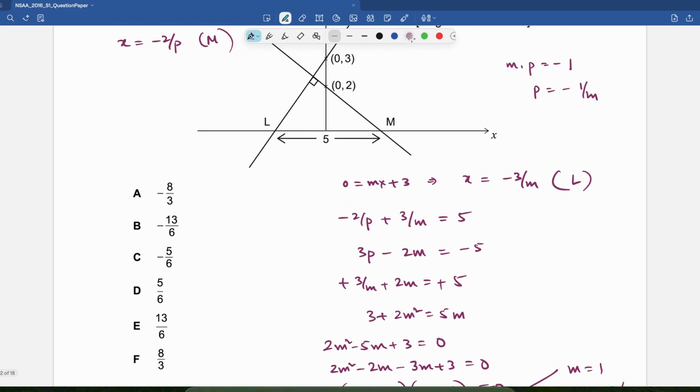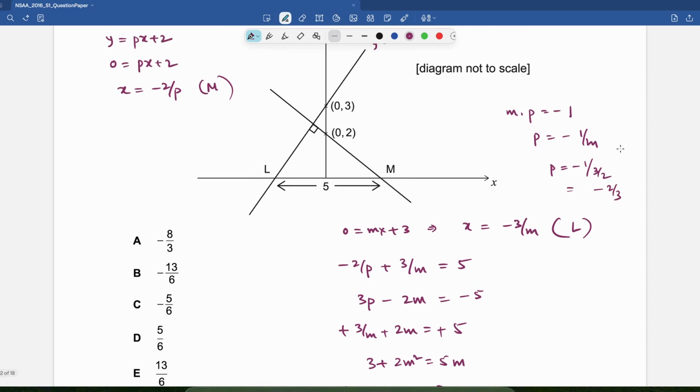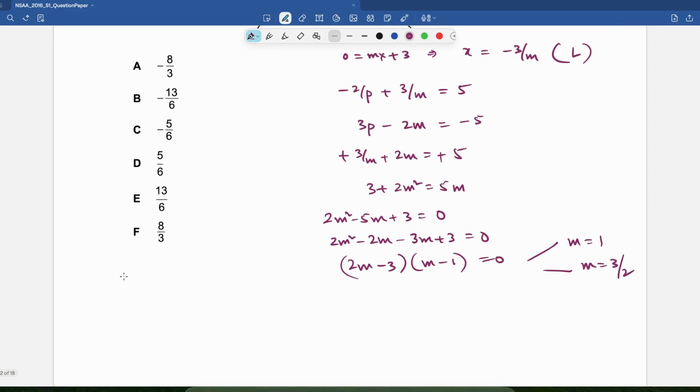If m is 3 by 2, then what is p? P is equal to minus 1 by 3 by 2. This is minus 2/3. Now we want m plus p. So m plus p is 3 by 2 minus 2/3. So that should be 9 minus 4 upon 6, which is 5 by 6. 5 by 6 is given in option D.